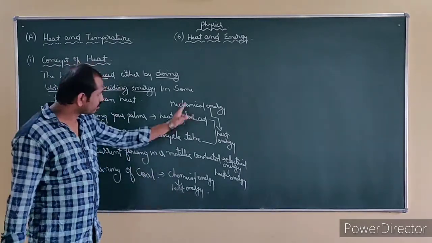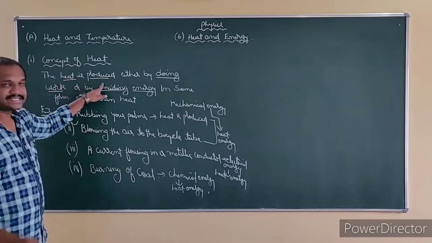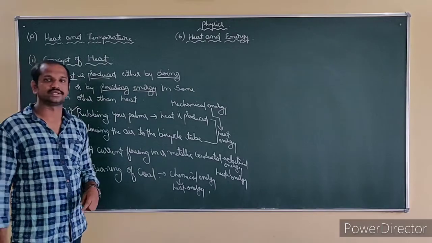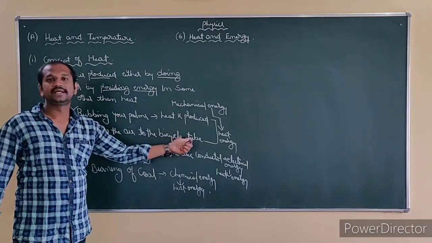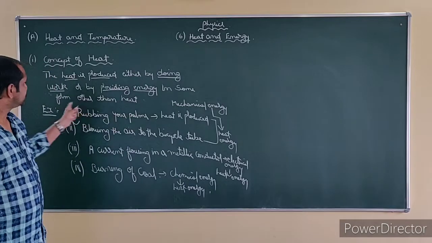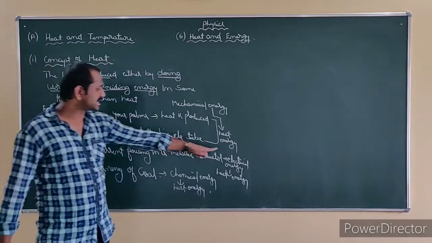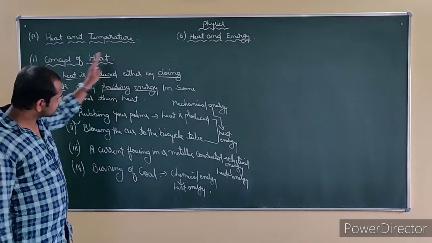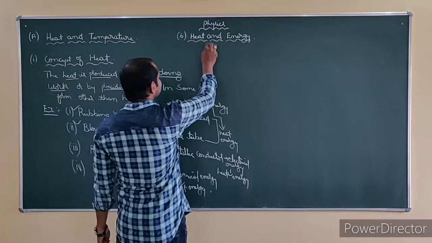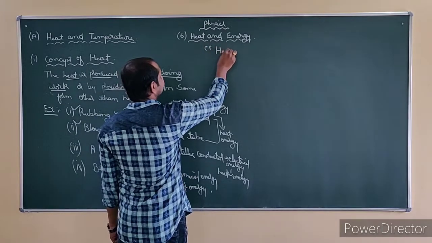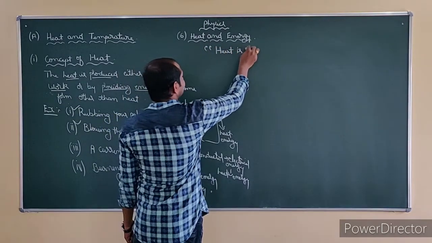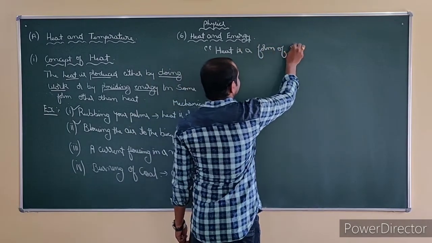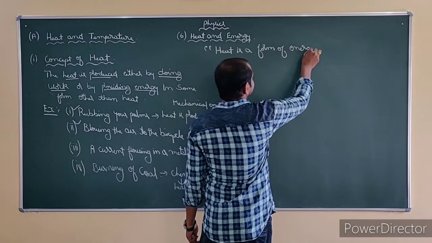Means, what did we understand out of these examples? Heat is being produced by two things, either by doing work or by providing energy. Doing work in the sense mechanical to heat energy, or by providing energy in some form other than heat, that is electrical to heat energy, chemical to heat energy. Understand? Thus, by all this we can make a statement: heat is a form of energy.